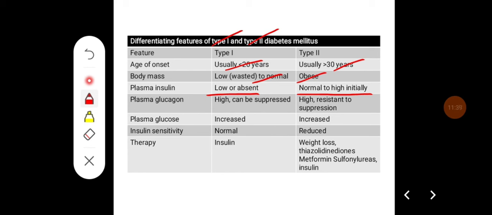Plasma glucagon is high and can be suppressed in type 1, whereas in type 2 plasma glucagon is high and resistant to suppression. Plasma glucose is increased in type 1 diabetes mellitus and also in type 2 diabetes mellitus. Insulin sensitivity is normal in type 1 but reduced in type 2. The mode of therapy in type 1 is usually insulin, whereas in type 2 it is mainly done through weight loss, thiazolidinediones, metformin, sulfonylureas and insulin.